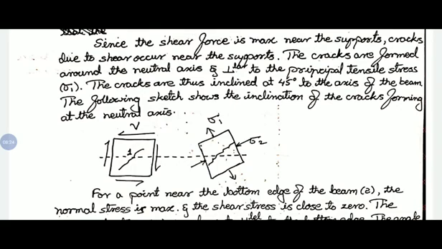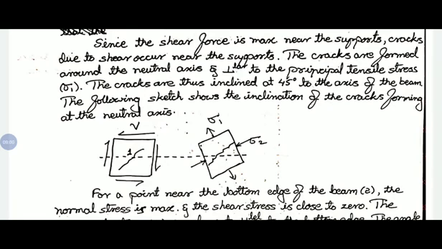So for that, the cracks developed will be along the compressive stresses, that is sigma 2. That means it is perpendicular to sigma 1. The cracks are thus inclined at 45 degrees to the axis of the beam. Again, sigma 1 is inclined at 45 degrees to the axis, and the cracks are perpendicular to those stresses. So obviously the cracks will be inclined at 45 degrees to the axis of the beam.